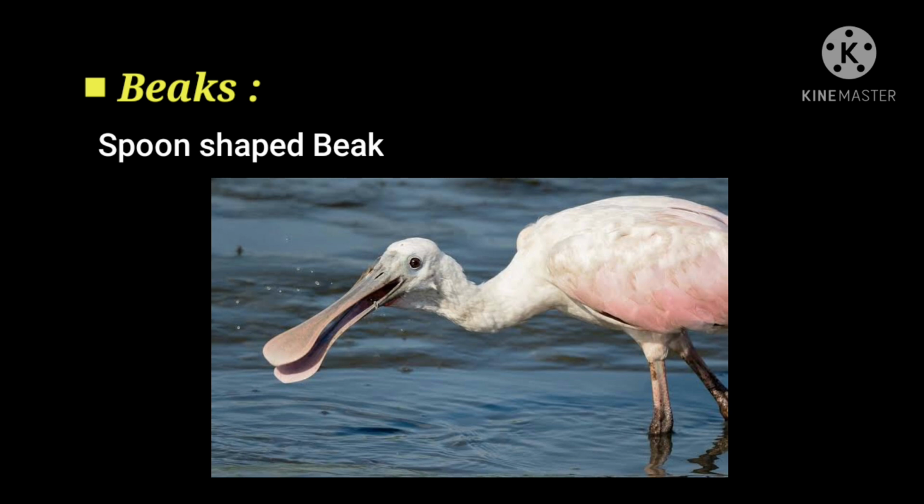Next, in some aquatic birds like spoonbill, they have a spoon shaped beak. This spoon shaped beak helps them to gather tadpoles or insects present in the water. So these are the different types of beak present in different types of birds.